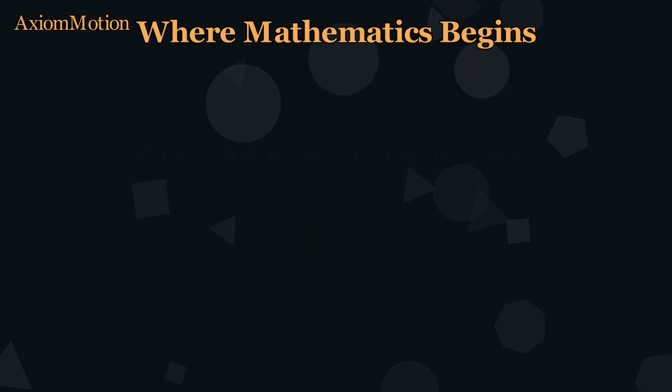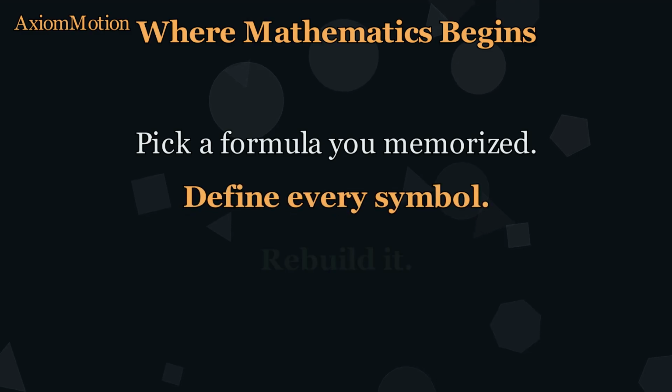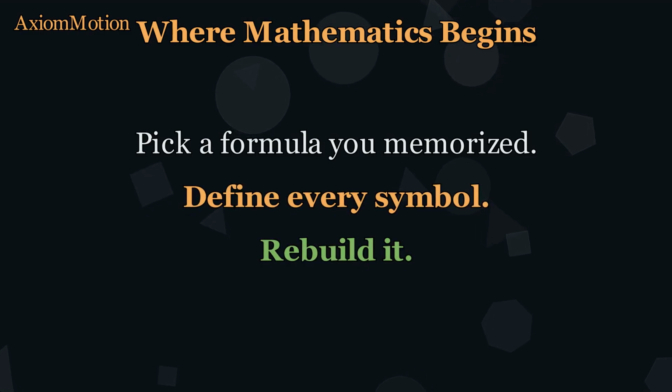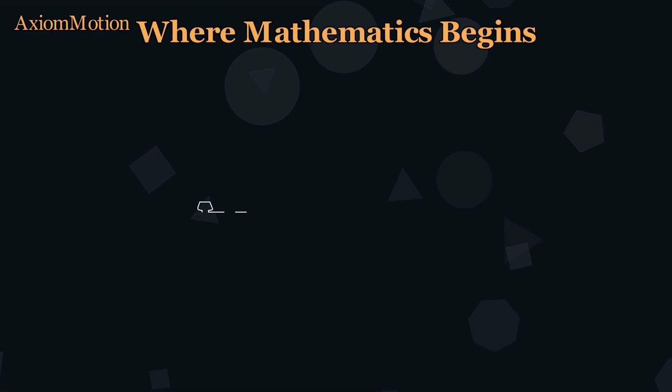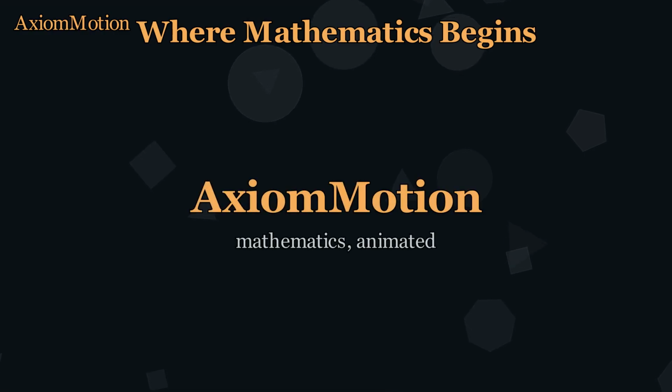So the next time you meet a formula you have memorized, try the Tokyo question on it. Ask what every symbol means, exactly, and whether you could rebuild the formula from that meaning alone. That is the whole exam, and it never stops being worth taking.